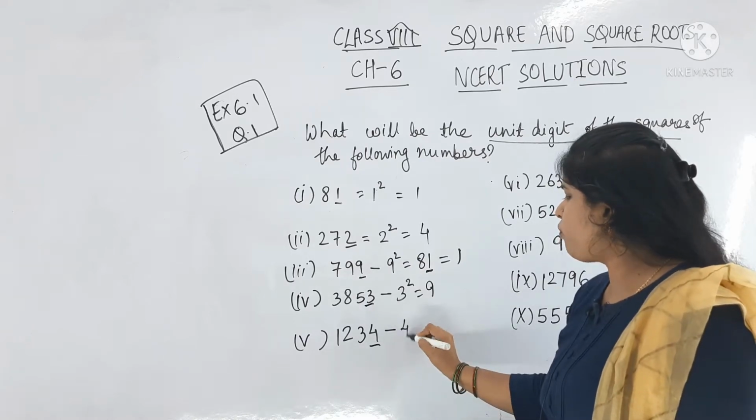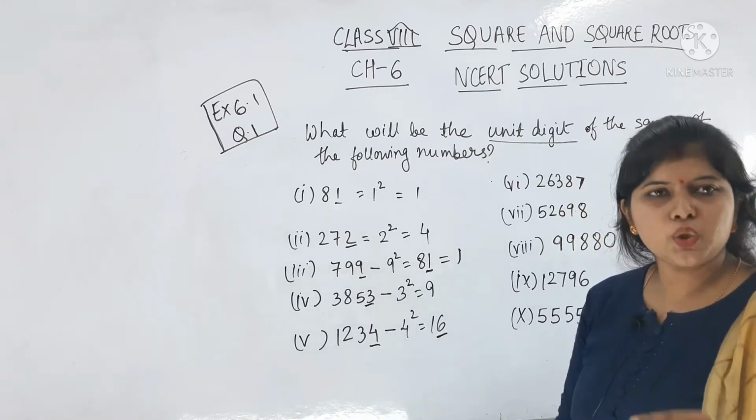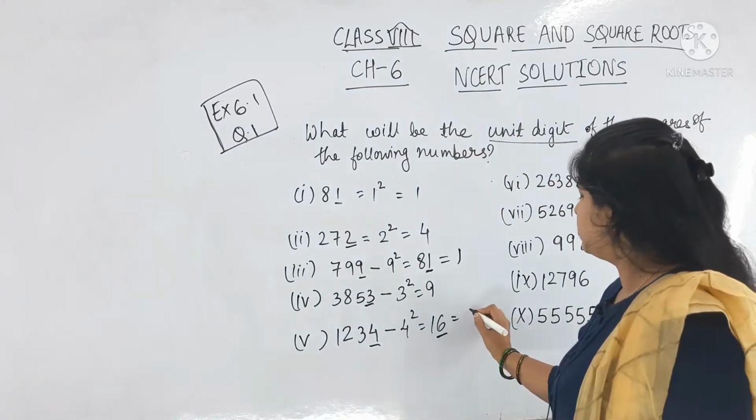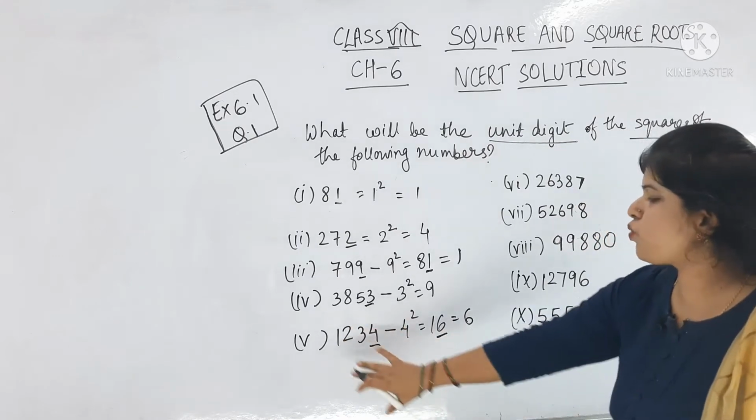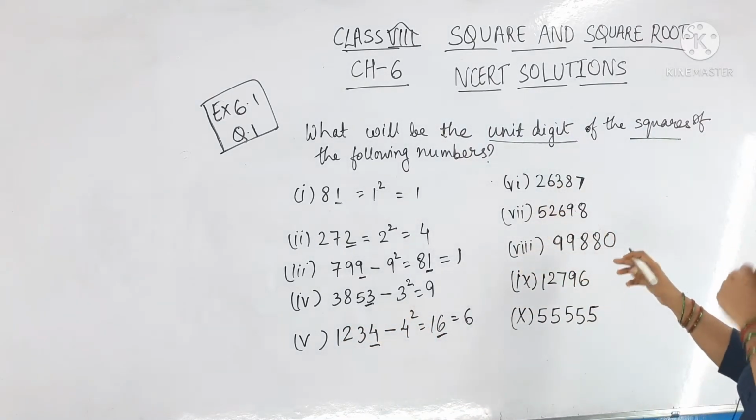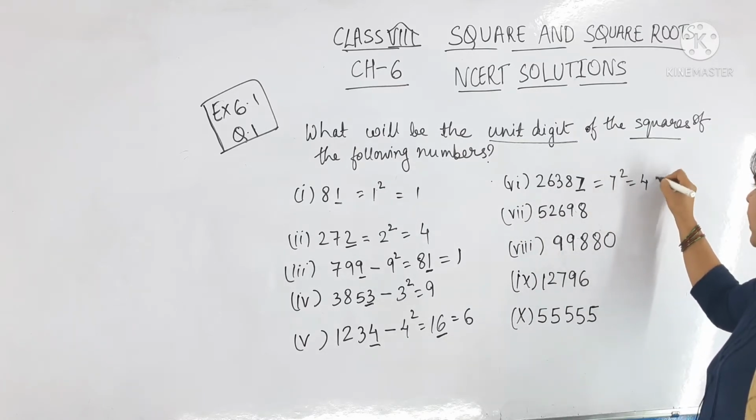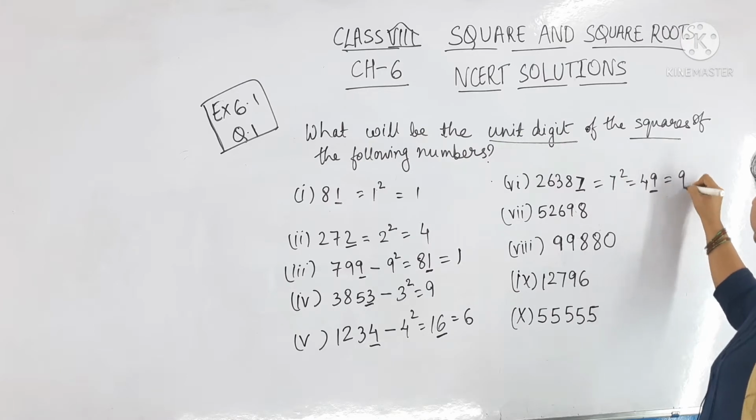Here 4 square, 4 4s are 16. 6 is in the units place. So the unit digit of the square of 1234 is 6. Like this. Come to the 6. 7 square is 49. I am getting units place 9.